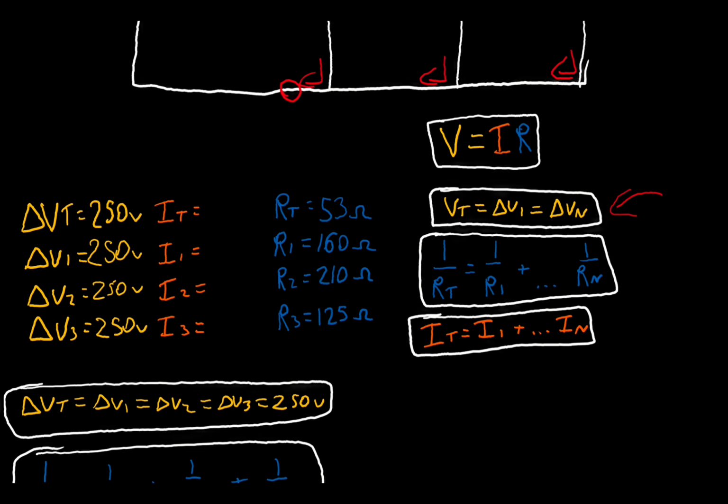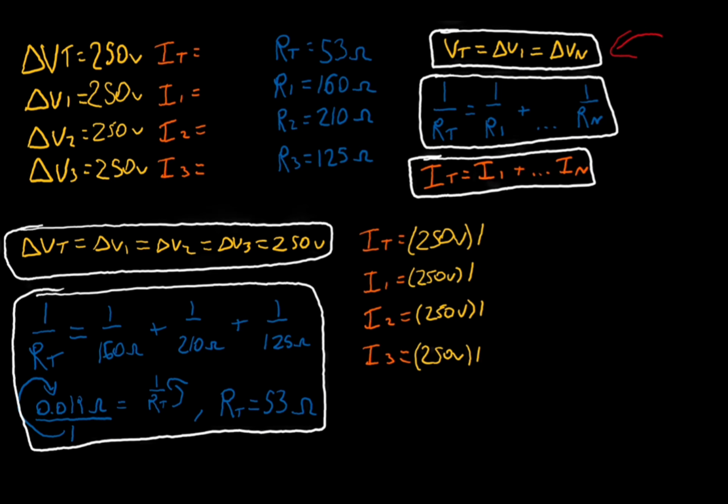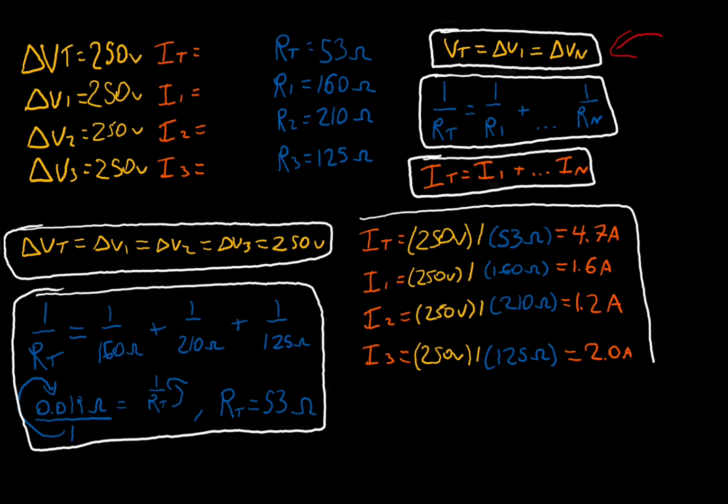And going back to Ohm's law, the current equals the voltage divided by the resistance. And so each of them are 250 volts divided by their respective resistances. And so 250 volts divided by 53 ohms equals 4.7 amps for the total current. And then doing the same for the rest, I1 is 1.6 amps, I2 is 1.2 amps, and I3 is 2.0 amps.